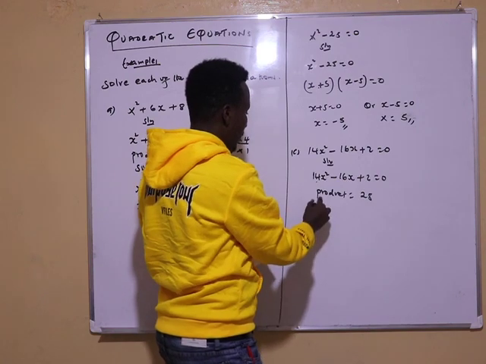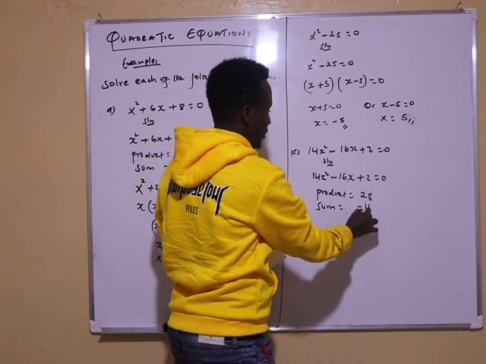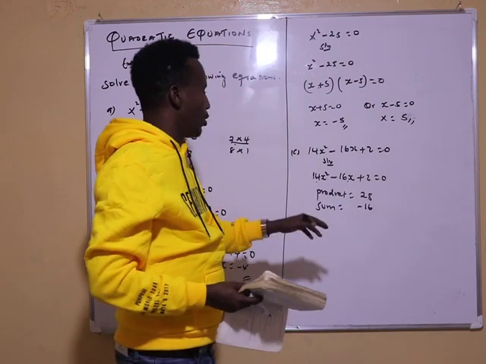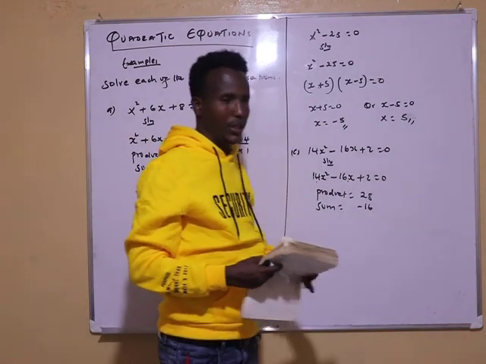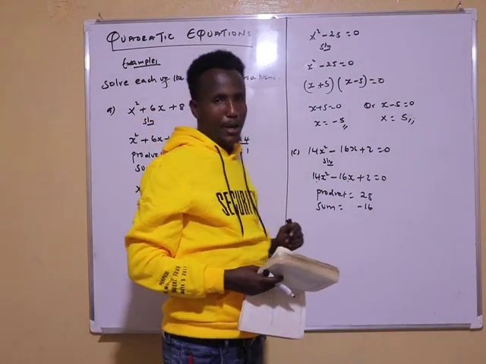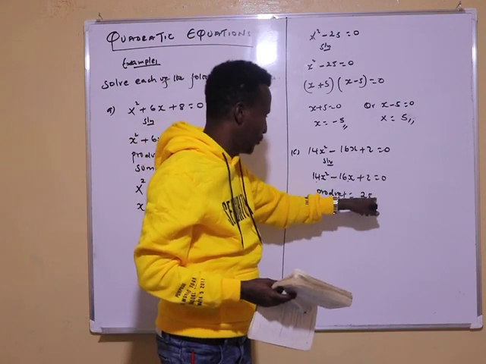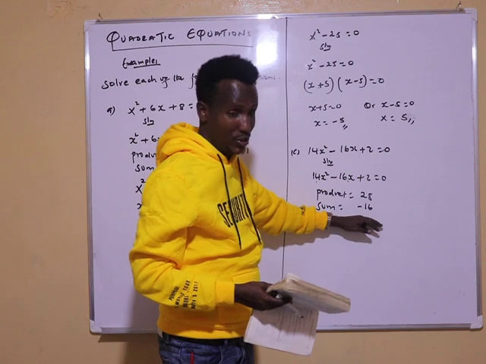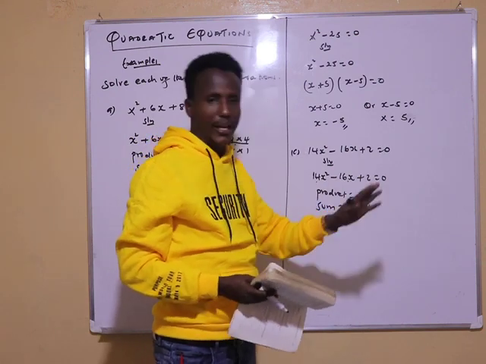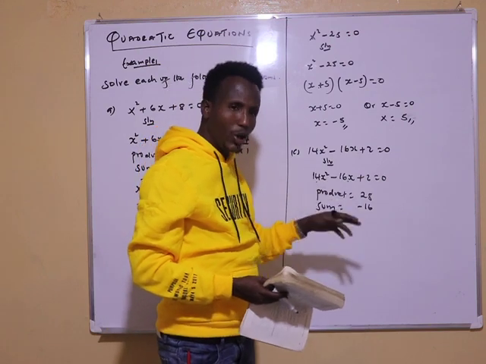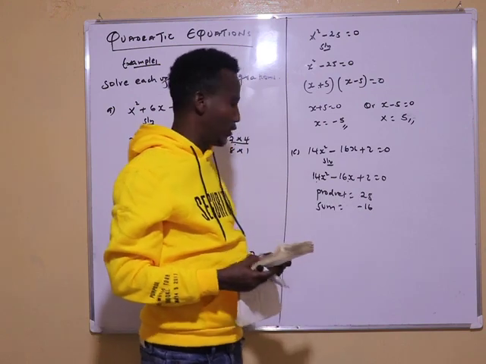Then the sum will be this number attached to x. Sum will be negative 16. So from here we're going to get two numbers whose product will give us 28 and whose summation is negative 16. Remember in our previous class I said when we have the product side positive and the sum side negative, the two numbers you're going to check are both negative, don't forget, because we cannot have two numbers of different sign when in the product side we have a positive number.